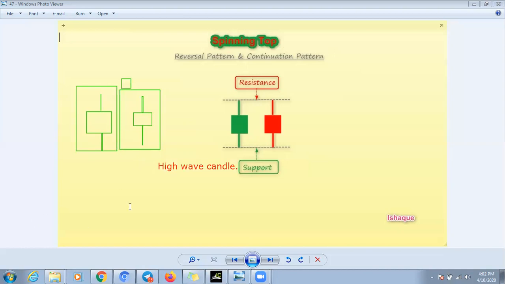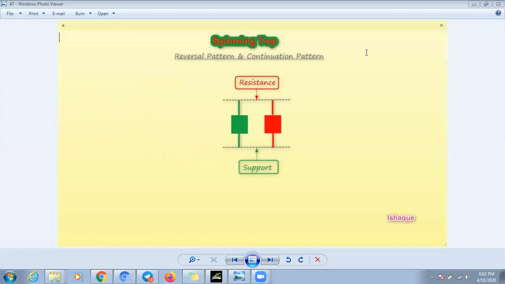But in these slides, if you have any question, you can ask me. Yes, sir, yes. Is it necessary for the upper and lower wick to be the same size? A little difference can be counted, but if there is too much difference like that, okay.